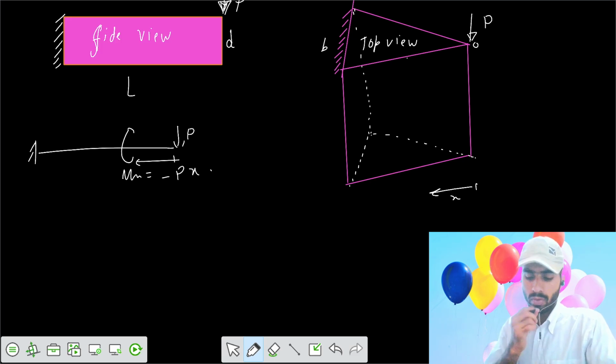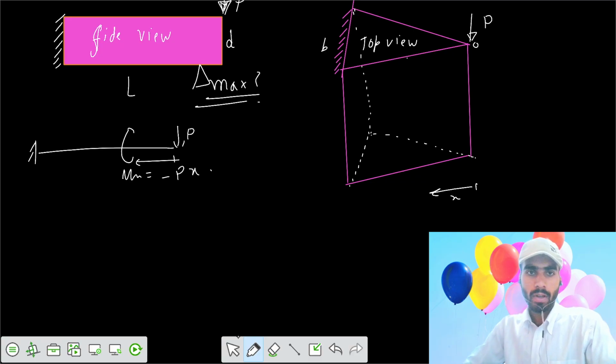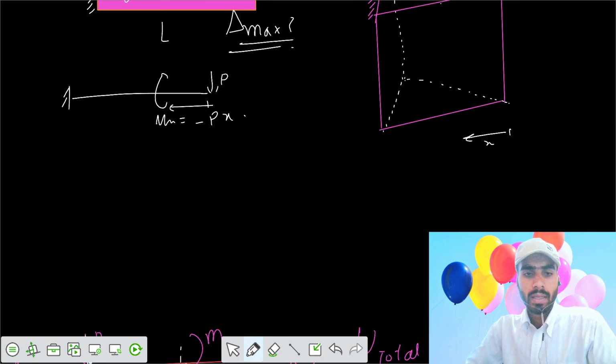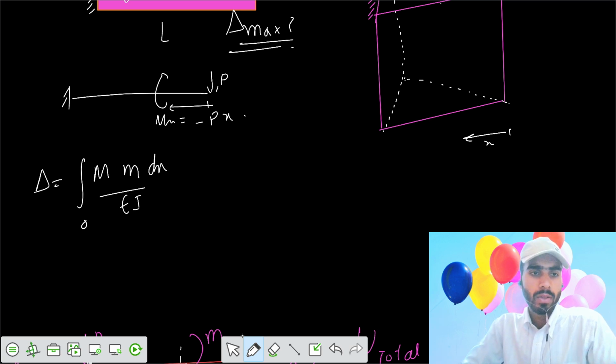The question is asking to get the value of delta maximum. The delta maximum would be at the free end. For that, there should be some point load acting at that free end. Since there is already a point load acting at the free end, there is no need to apply a pseudo load of P there. For delta maximum, we have the equation delta equals integral of M dx by EI, 0 to L.